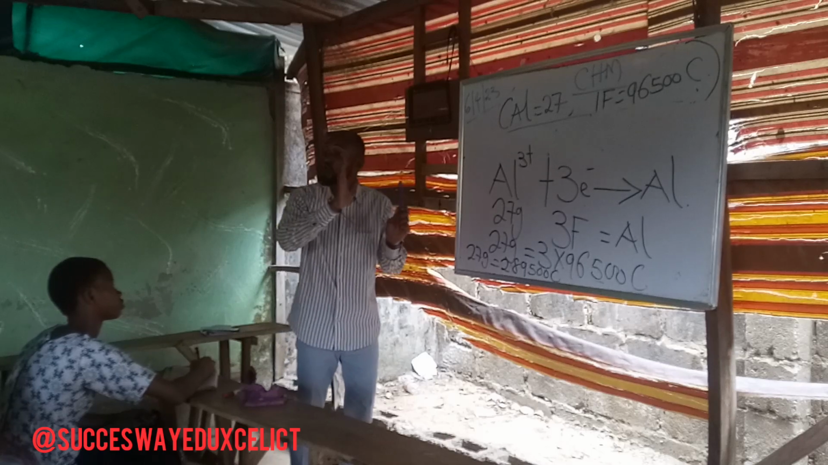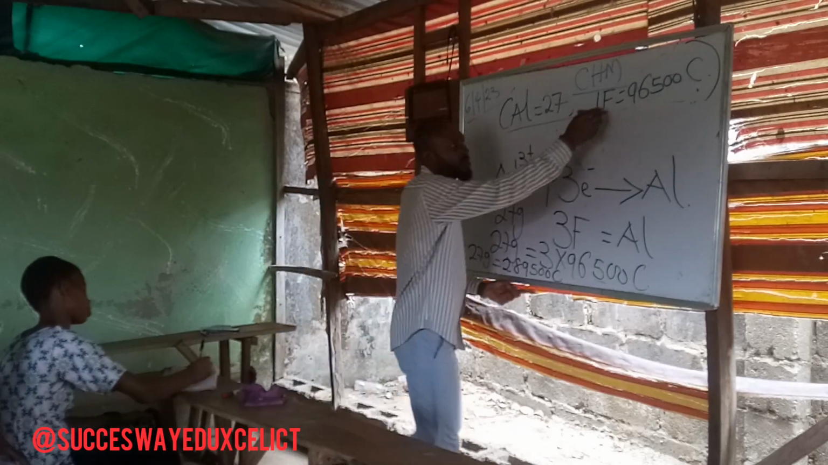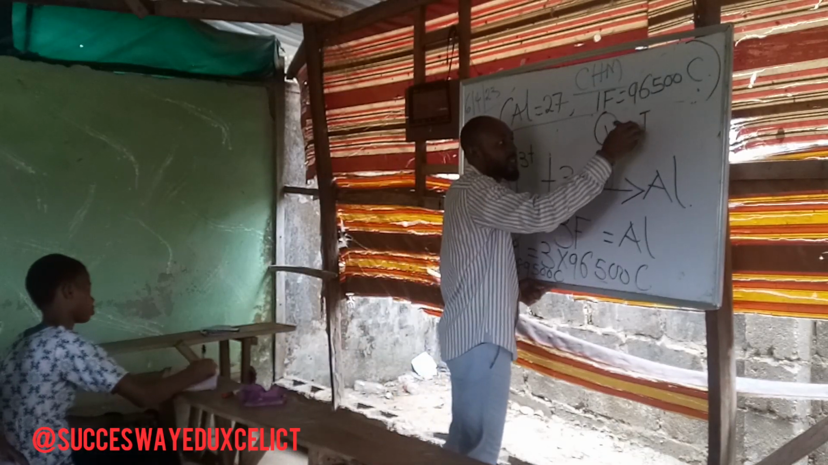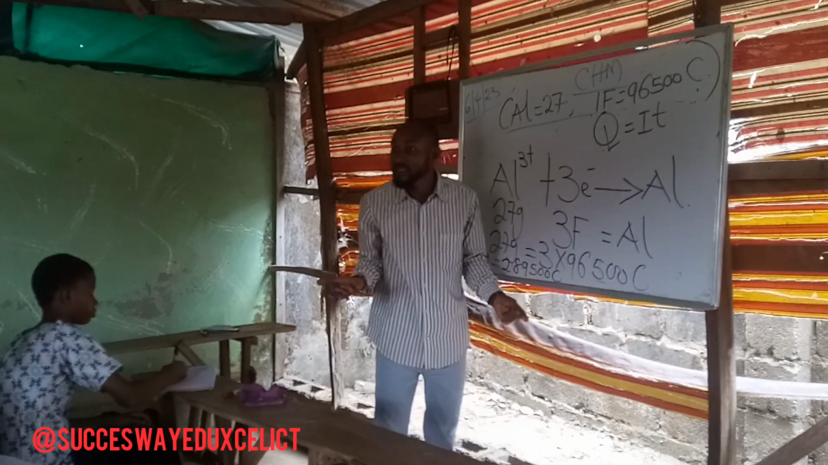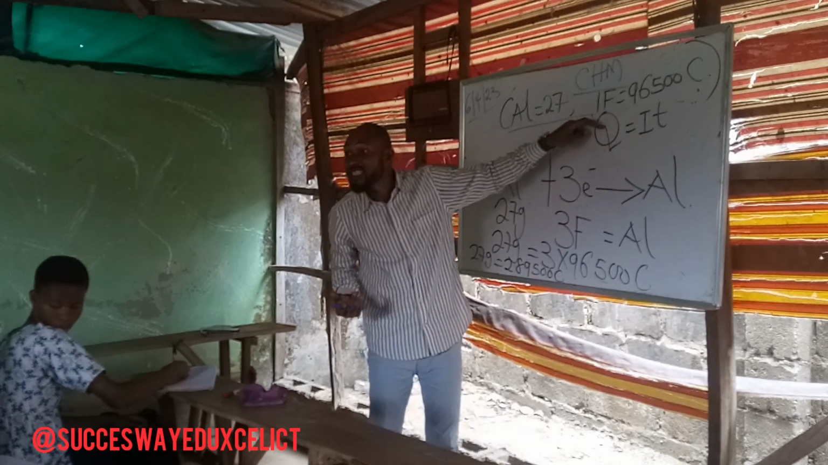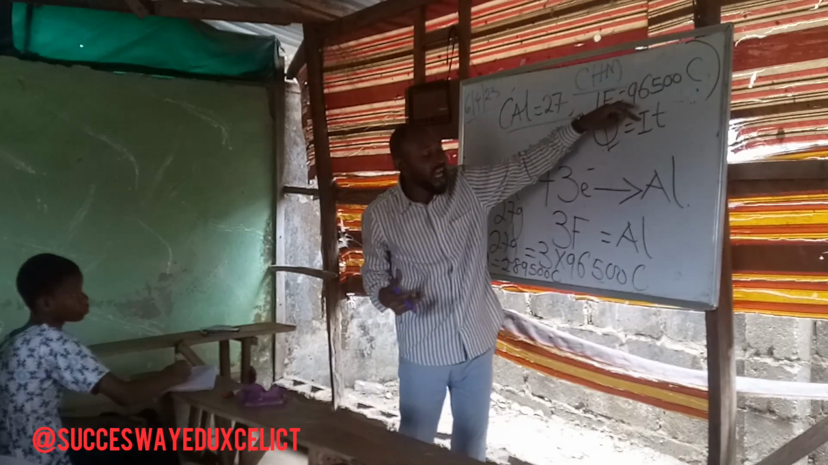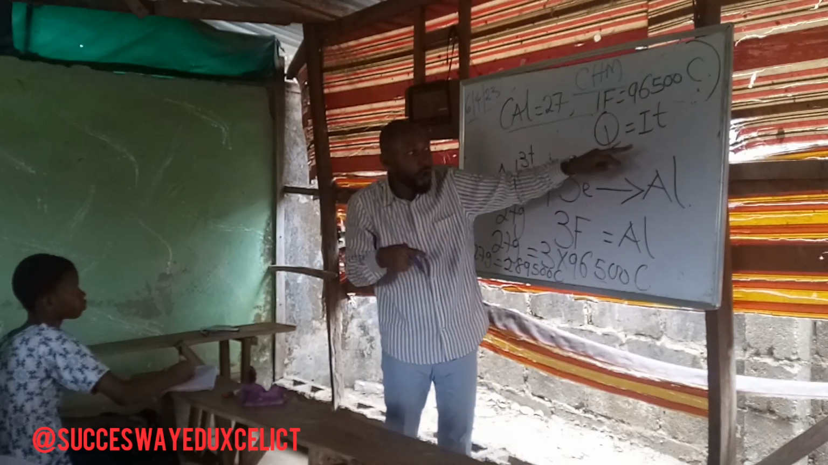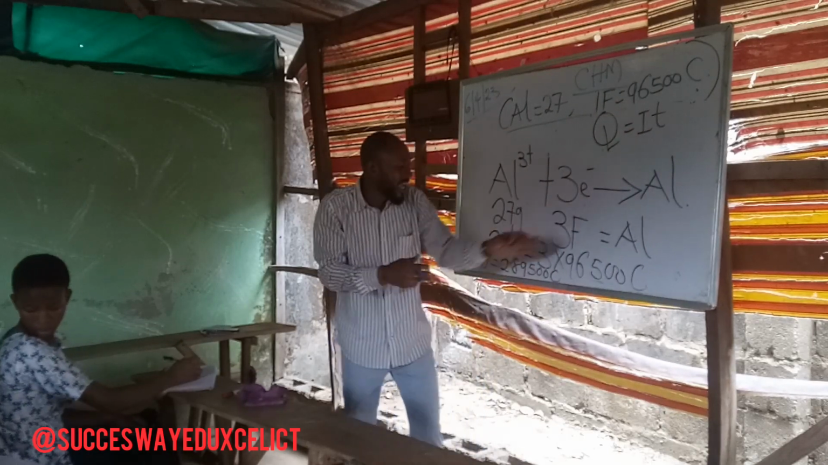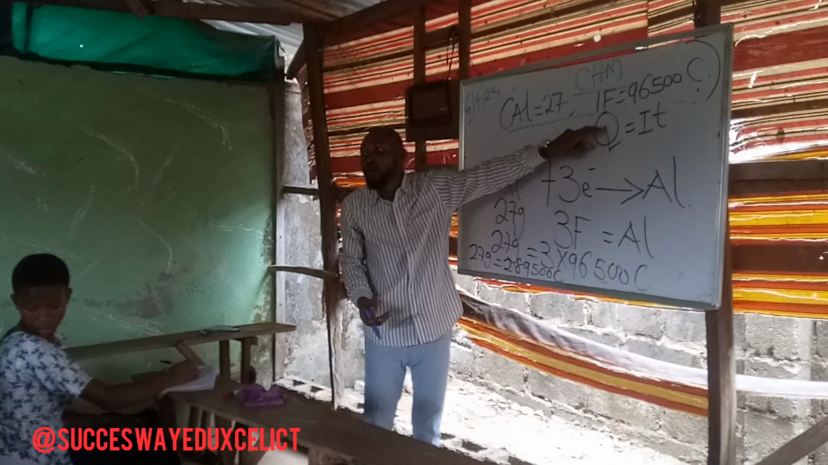Take note, this is the formula we want to use to get our current. Look at me here, this is it. Q is equal to IT. We know this formula, right? This Q stands for the quantity of charge. I stands for current, which is what we are looking for. We know our T already. So what I am trying to do here is to look for my quantity of charge.